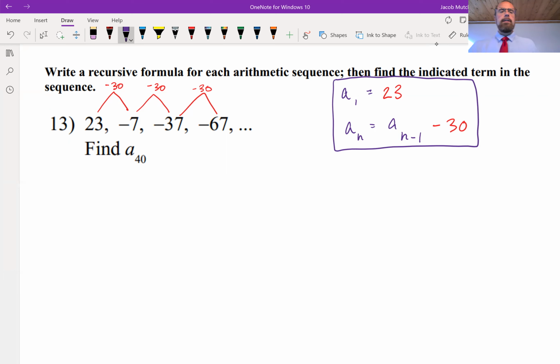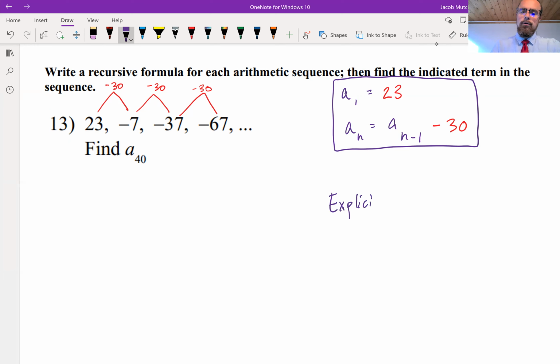Here I want to find a sub 40. So again, with the recursive formula, I'm really locked into finding all the terms in the sequence up to the 40th term. So that's not something I'm really interested in doing. The last example, we listed out 30 terms. I don't want to list out 40 terms. So what I want to do is I'll just find an explicit formula and use it to find that a sub 40 directly.